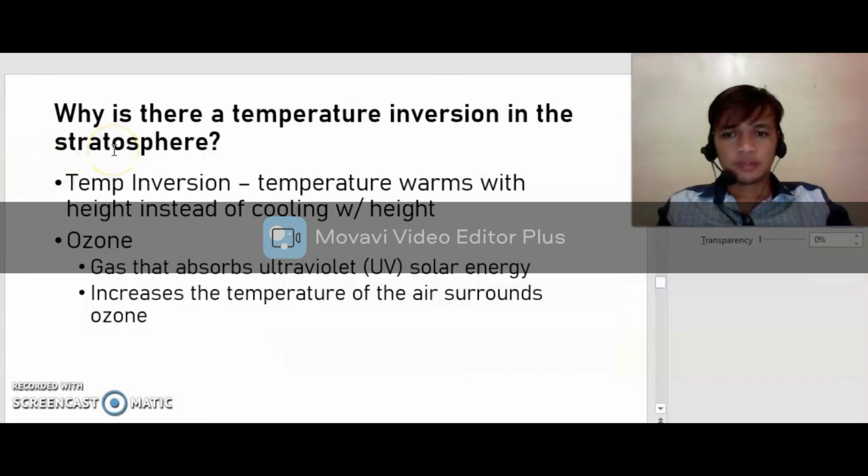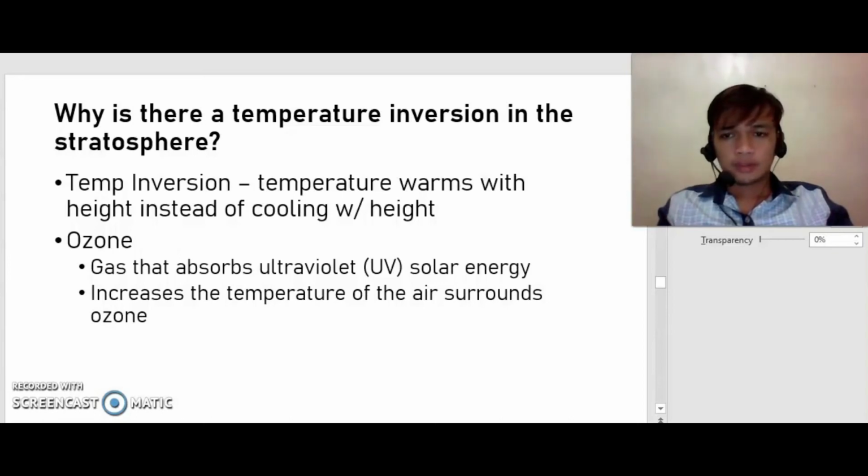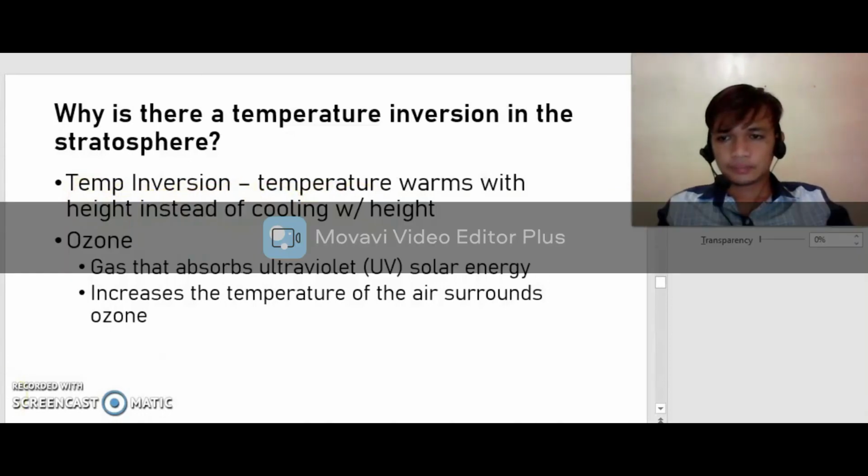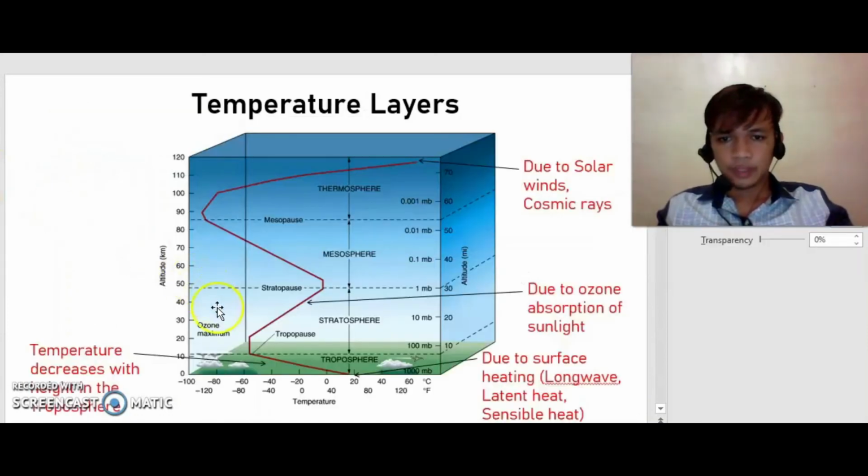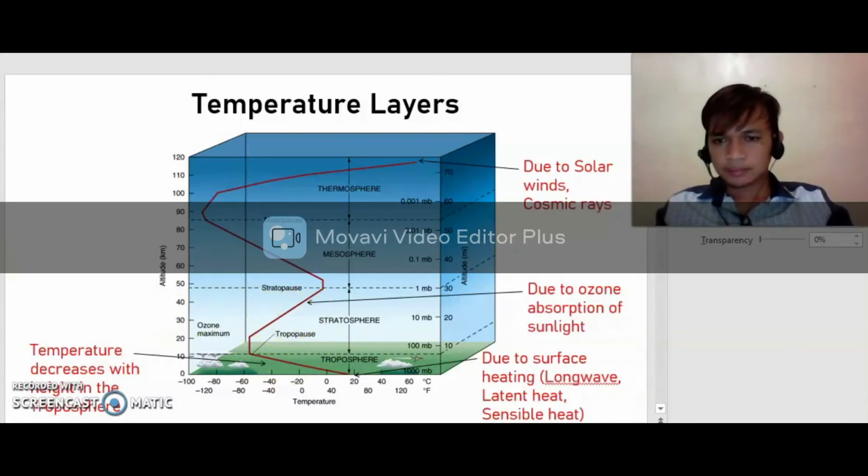Why is there a temperature inversion in the stratosphere? Yung sudden change in temperature after the tropopause. The temperature inversion, temperature warms with height instead of cooling with height. So let us go back here. Again, sabi niyan, temperature warms with height instead of cooling with height. Ito yung kanina. Okay, ito yung sa troposphere. Ayun, as we go up, temperature increases as it enters the stratopause.